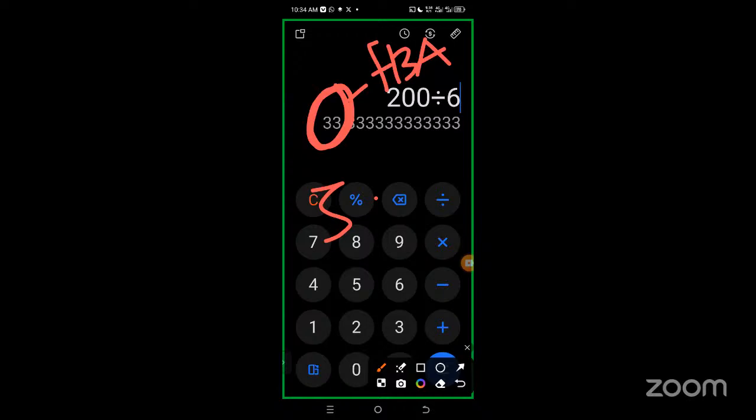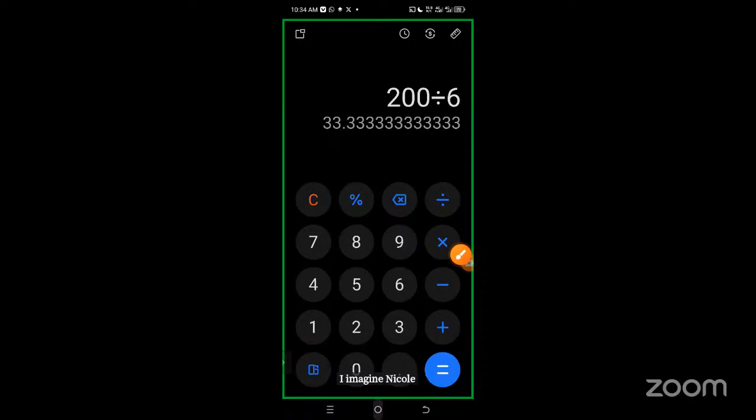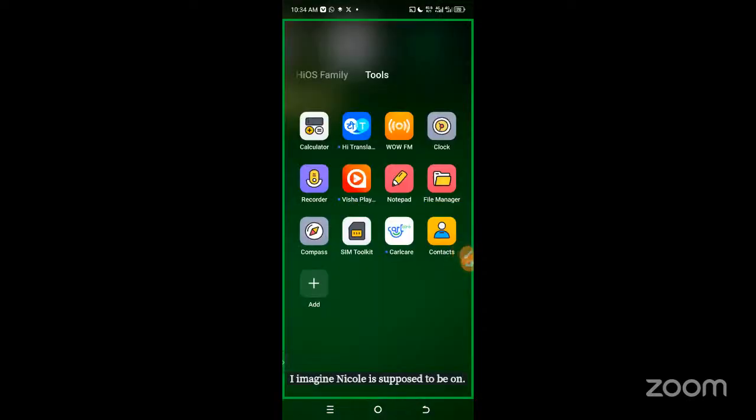You trade with 5 margin calls, under sub-bin mode. AI margin call is supposed to be on.